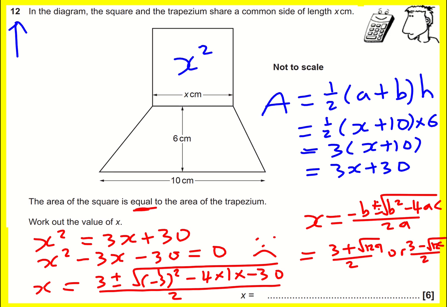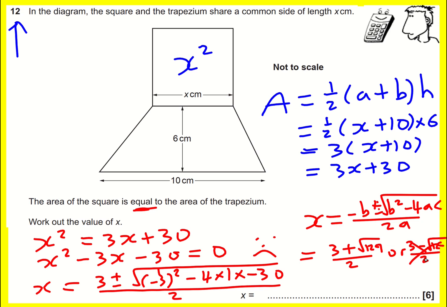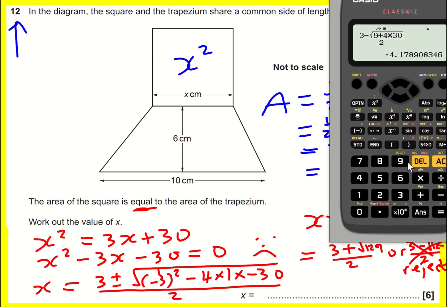But that one's going to be negative, so I would reject this one. Reject. And actually, I think it's absolutely fine to leave this as the answer. I might just tidy it up and give it to 3 significant figures, just in case that's what's being looked for.